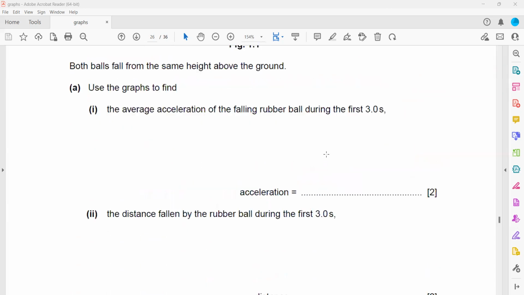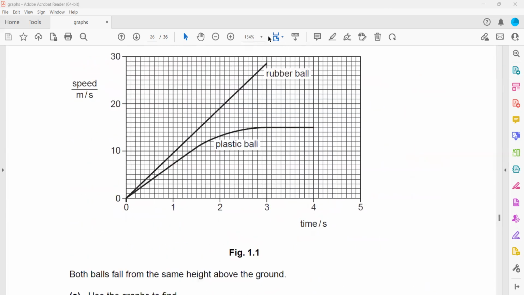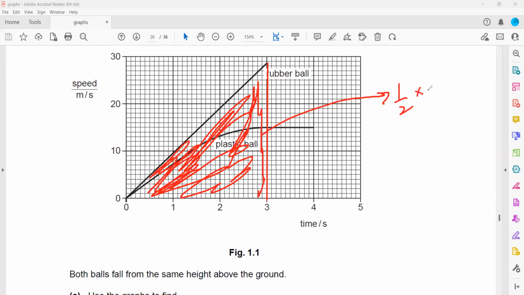Then the distance fallen in 3 seconds. So how can we work out the distance traveled? We just use the area under the graph for the rubber ball only. So what shape is it making? It is making a triangle. So we'll use the formula half base times height. The base is 3 and the height is 28.5. So it will be 28.5 times 3 divided by 2. That is 42.75. So the distance traveled will be equal to 42.75 and the unit will be meters because speed is given in meters per second.